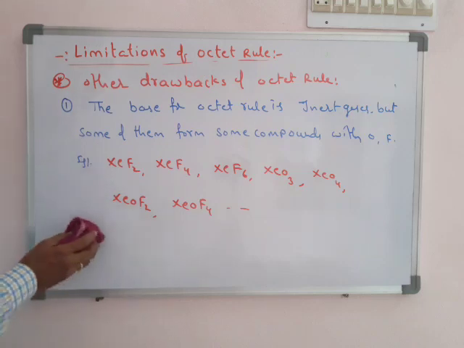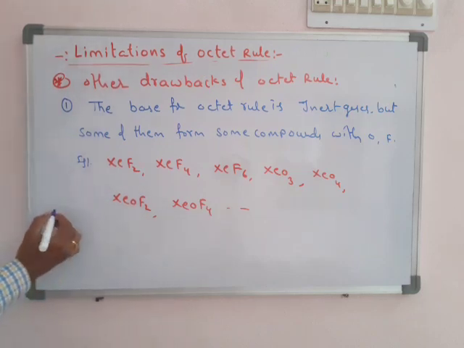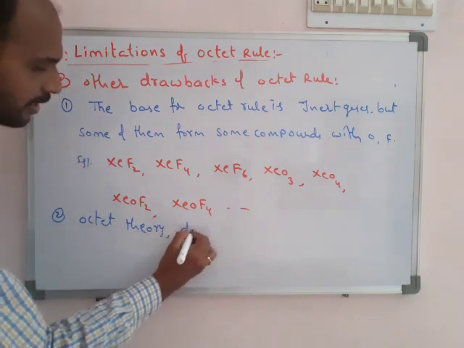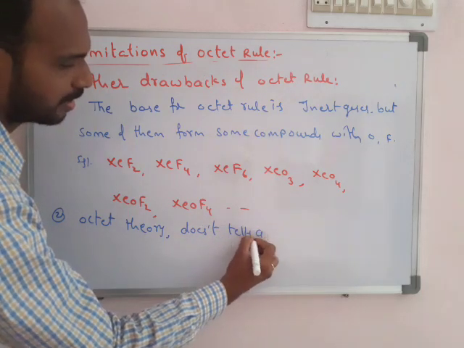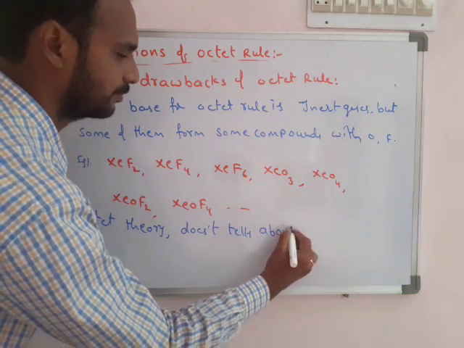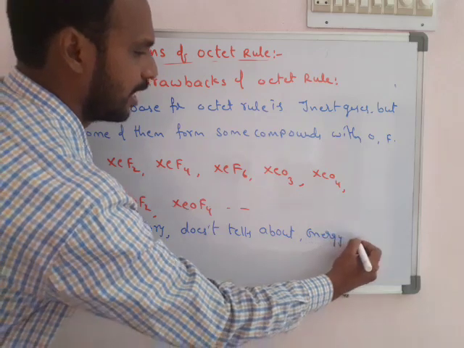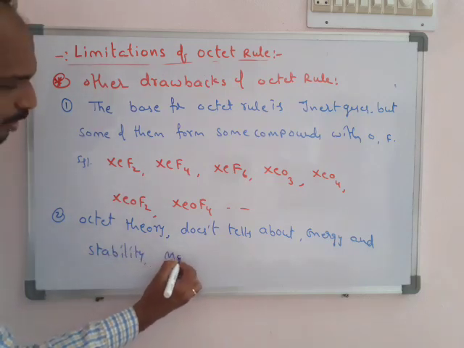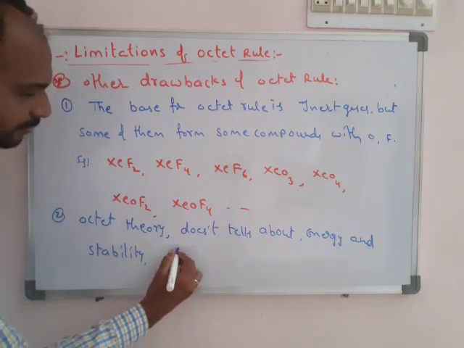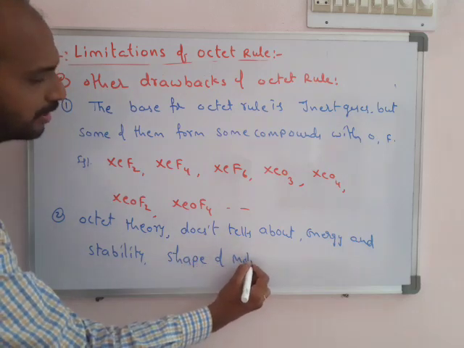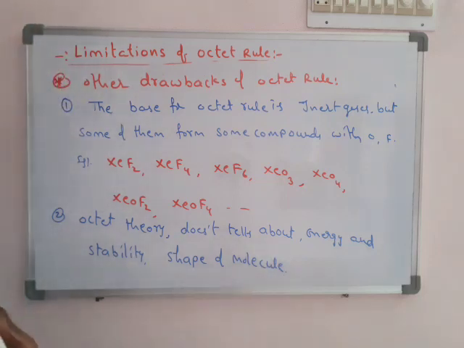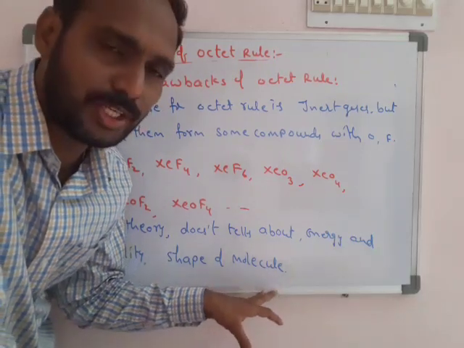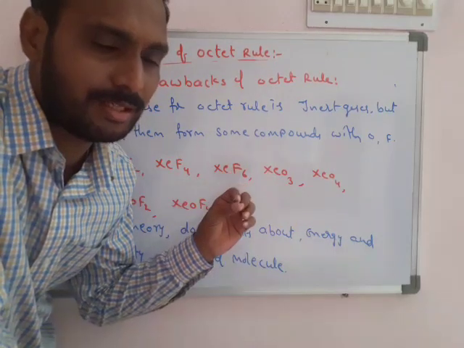So next, the second one. The octet rule does not tell us about the shape of molecules. The octet rule, that is, the octet theory, does not explain about energy and stability, and shape of molecules. This is the main drawback. Even though it explains many things perfectly, it is unable to explain the shape of the molecule. Next, the stability of the molecule, the energy of the molecules, and the fact that some noble gases form compounds.